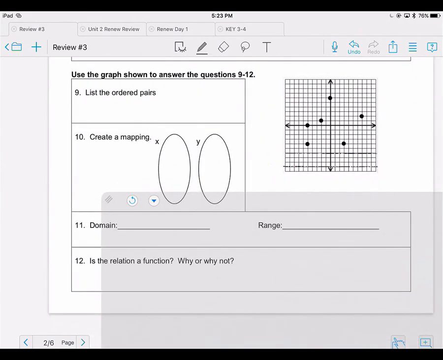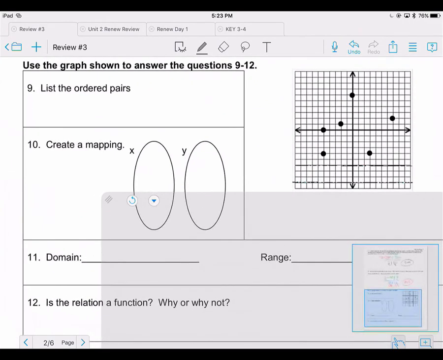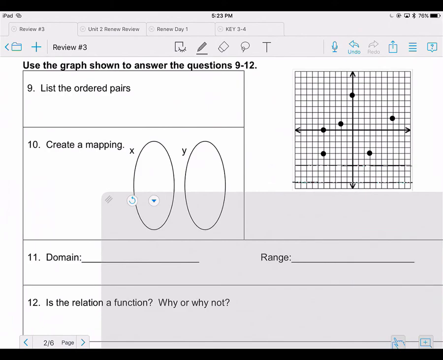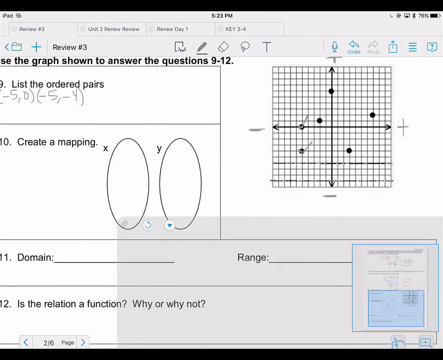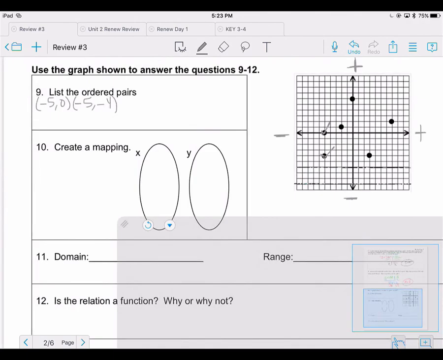Problem 9 asks us to list the ordered pairs. So I'm going to go from left to right so I don't skip any. So this point here is at -5, 0. And then -5, -4. And remember, you can always put out your plus and your minus. Minus is the bottom and the left, plus is the top and the right. So then for this point, I go left 2, so -2, up 1.